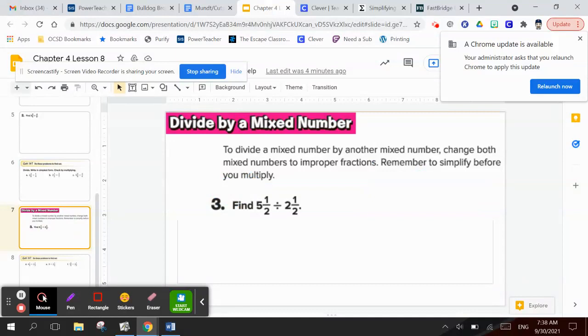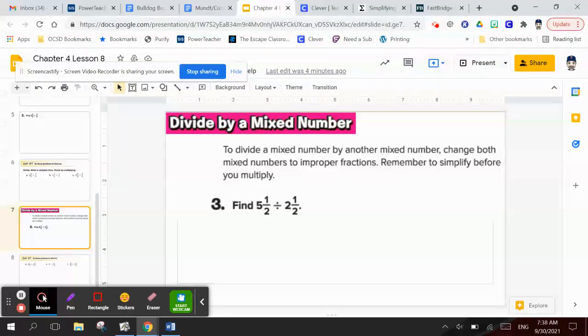So when we divide a mixed number by another mixed number, we change both of the mixed numbers to improper fractions. Remember to simplify before you multiply. Sometimes that's easier said than done. Again, for us, we have that simplifying calculator that makes it a little bit easier for us. So we want to find 5 1/2 divided by 2 1/2.